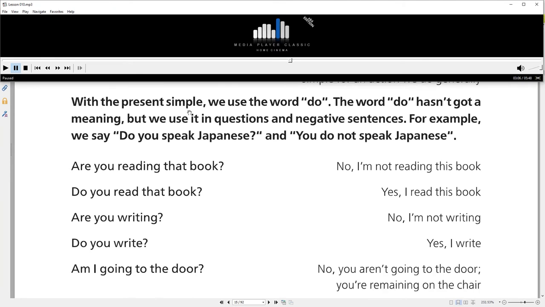With the present simple, we use the word do. The word do hasn't got a meaning, but we use it in questions and negative sentences. For example, we say, do you speak Japanese? And you do not speak Japanese.